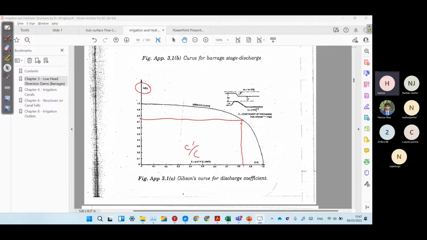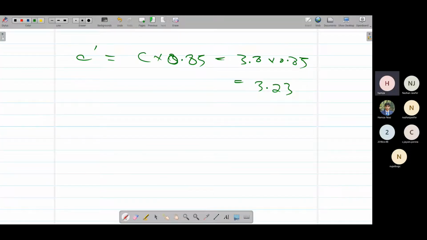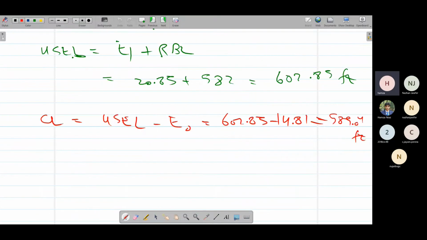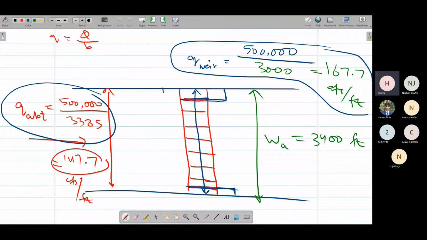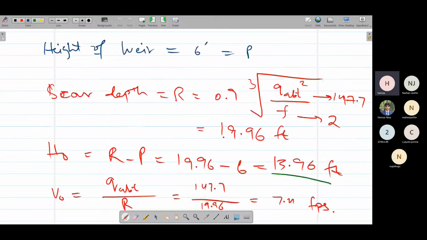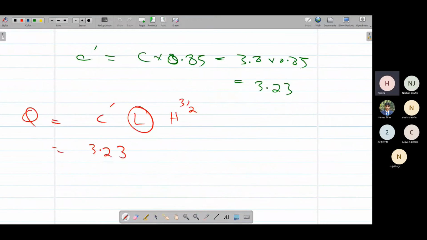So now we have determined the C dash value. The discharge formula, which we should know, is C dash L H to the power 3 by 2. This is a typical discharge formula. In our case, this C dash value is 3.23. This L is actually the width between abutments. If you see this picture, the length of the barrage is actually the width between abutments.